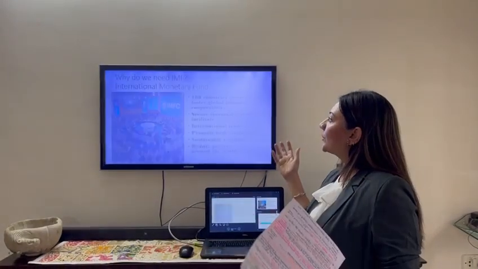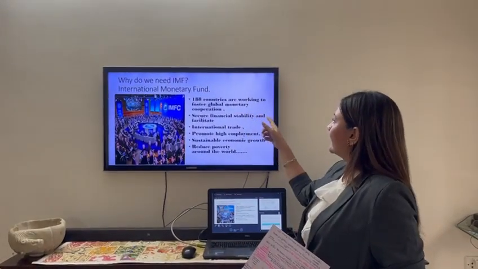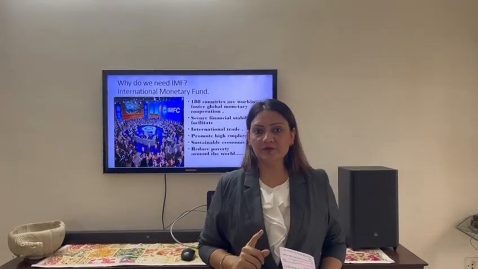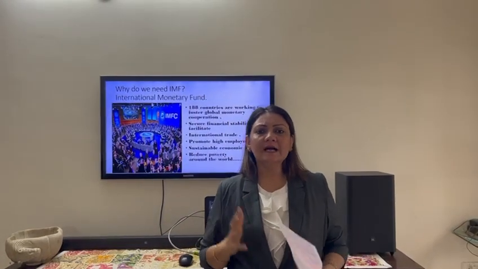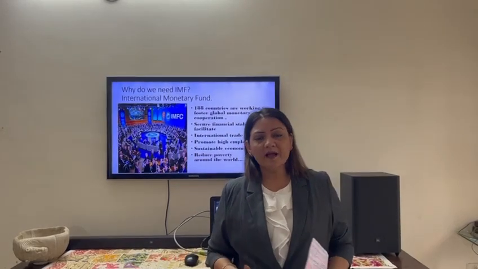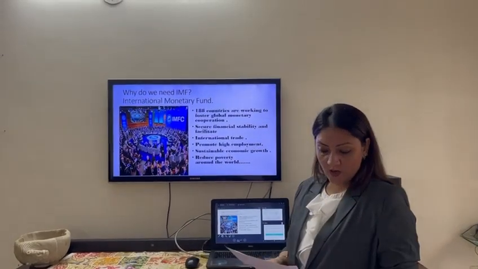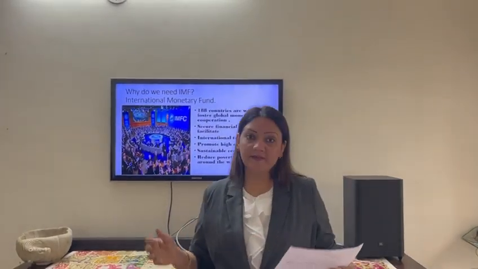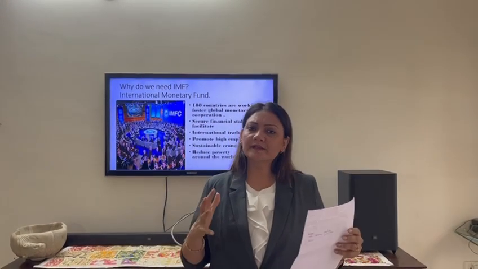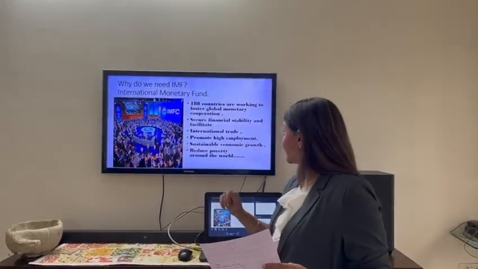Let us study the objectives of IMF. What does IMF really do for us? 188 countries are working to foster global monetary cooperation. Of 195 countries, 188 countries like India, Canada, United States, Germany, Russia, South Africa, and many more are members of IMF. It secures and stabilizes financial support. What does it do? It supports countries that are weaker with economic aid and stabilizes their economic conditions.